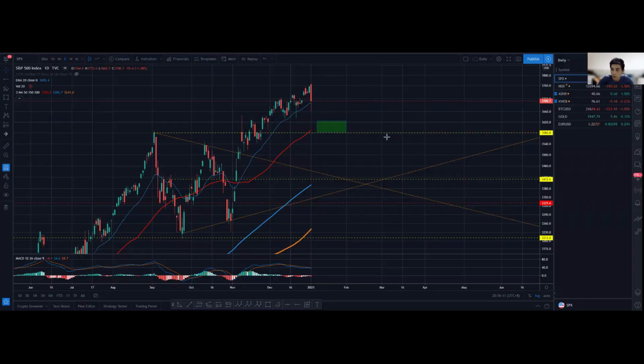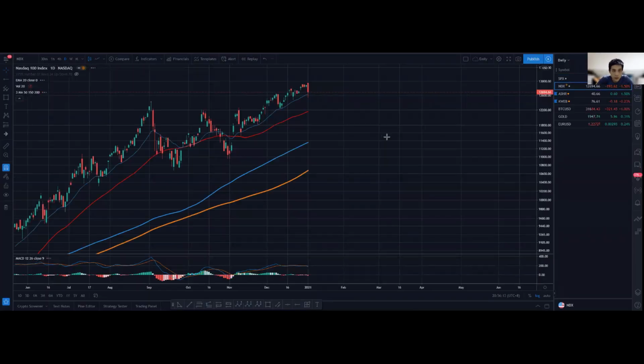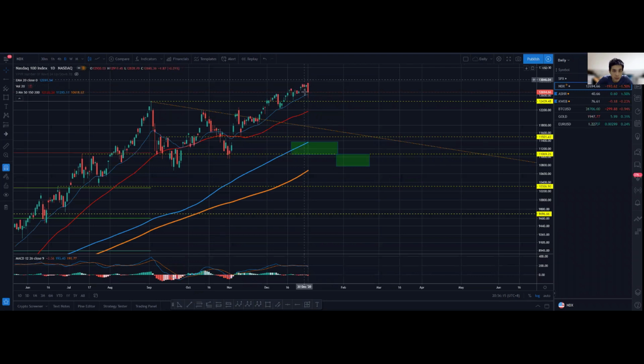For the Nasdaq, you will see that similarly there was a bearish engulfing candlestick formed. Likewise, I could see that potentially we could find support over here or even slightly below, which would be at this 50 simple moving average and also at this horizontal resistance as well.